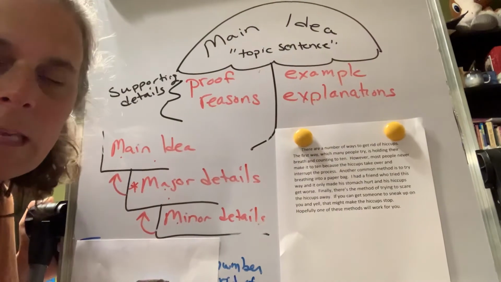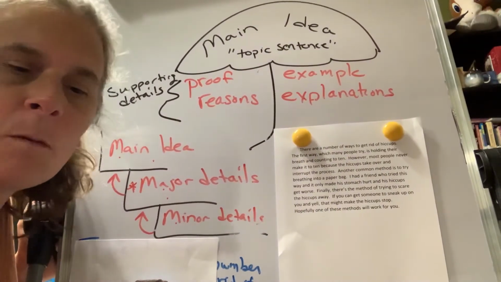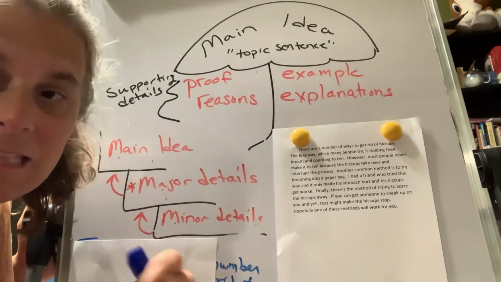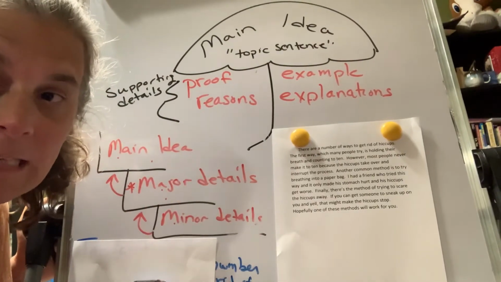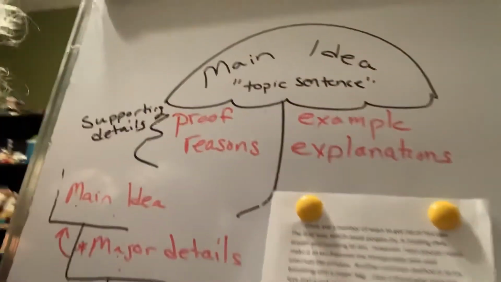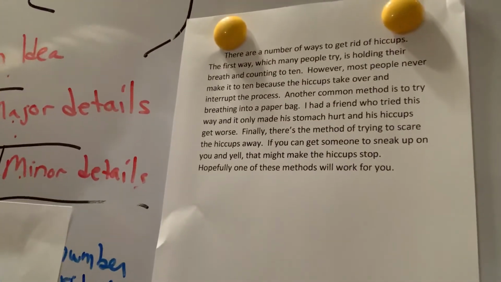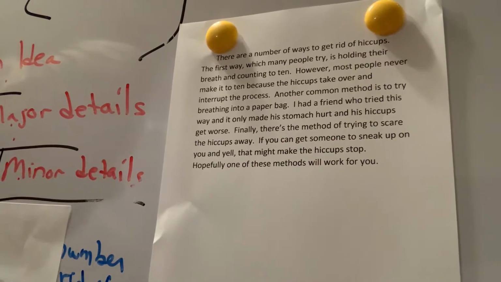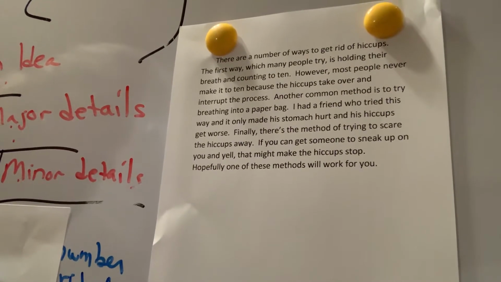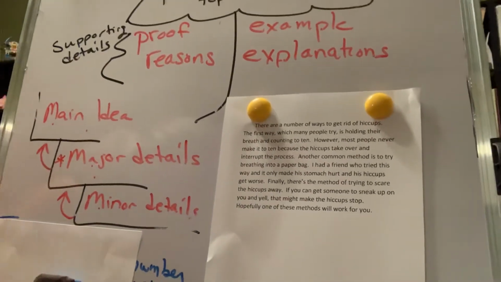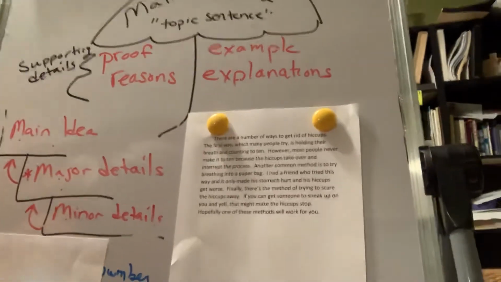So we're going to do a quick example of this. It's kind of a nice, easy one, but it gives a good example. So we're going to read this paragraph together and try to break it down, okay? So let me move this over here and read with you, okay? There are a number of ways to get rid of hiccups. The first way, which many people try, is holding their breath and counting to 10. I'll try to make it nice and level for you here.